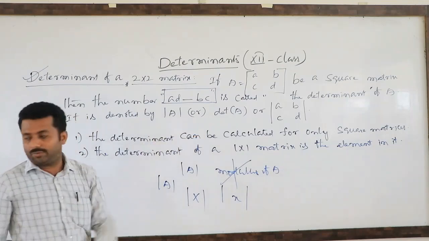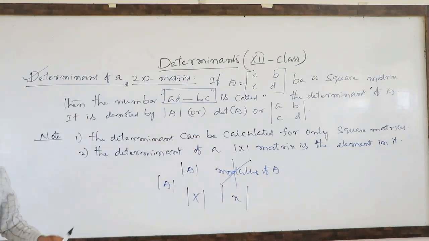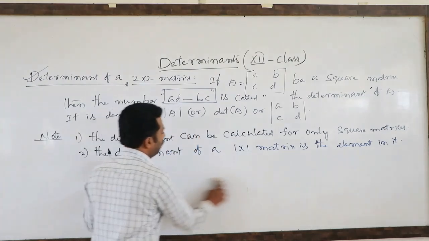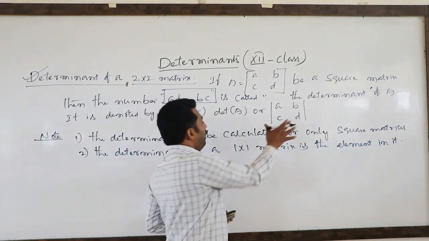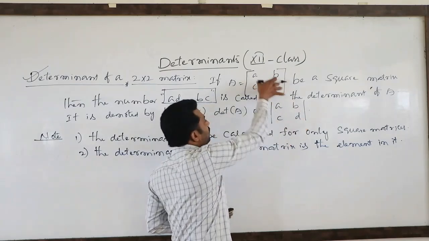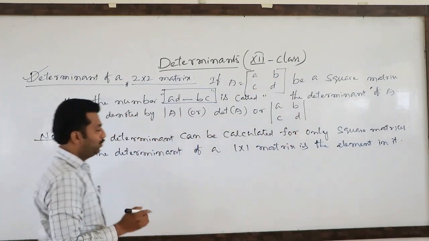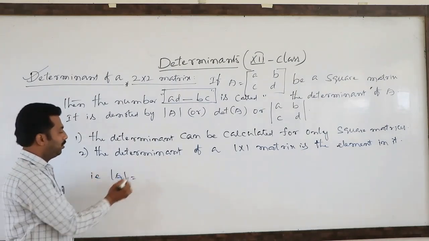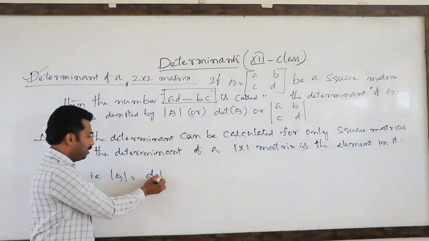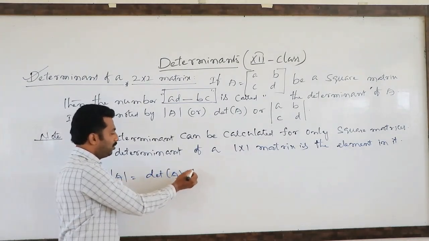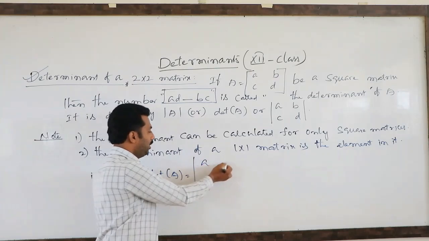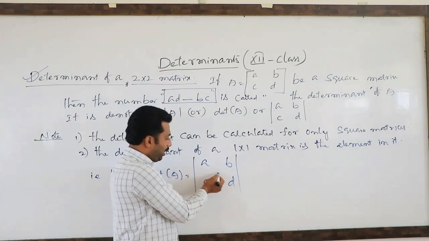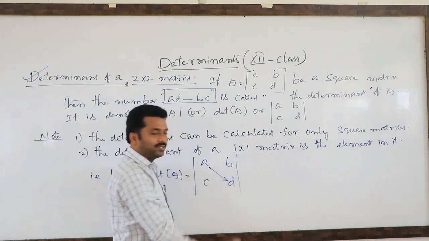Determinant of A is represented like this: the determinant of a, b, c, d. One more point to remember: in this determinant, whatever elements are in capital A, the same elements only we have to write. So determinant of A is equal to the determinant of a, b, c, d, which is the product of the principal diagonal elements.